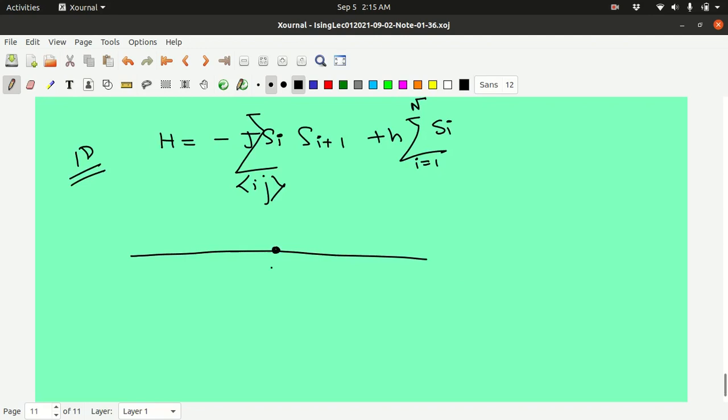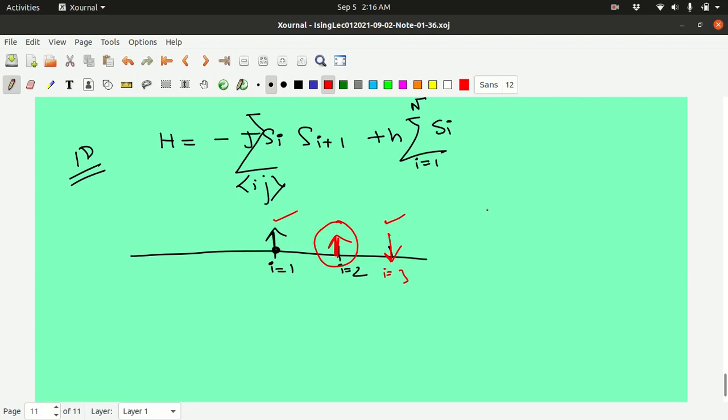So let's say this is your i equal to 1, this is your i equal to 2, this is your i equal to 3, and so on, like that. Let me draw the spins. And if you consider this spin, these two are basically its neighbors.